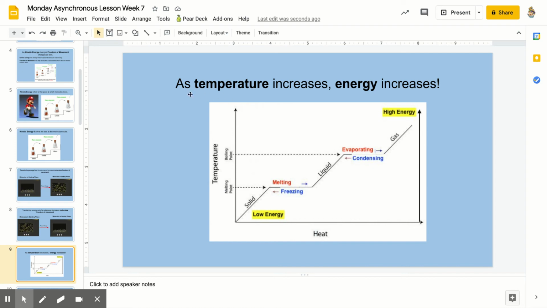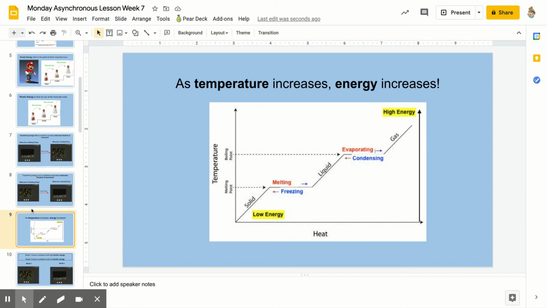We want to remember that temperature was also affected as we transferred energy into or out of a substance. This idea that temperature increases as energy increases can also be reflected in this graph. As we see here, we have low energy in our solid phase, as well as a lower temperature down here, because it's going to be below the melting point. So, it's got to be below 0 degrees Celsius. Then we come up to this higher energy phase, where we see our gas phase. And gases, we remember, exist at higher temperatures.